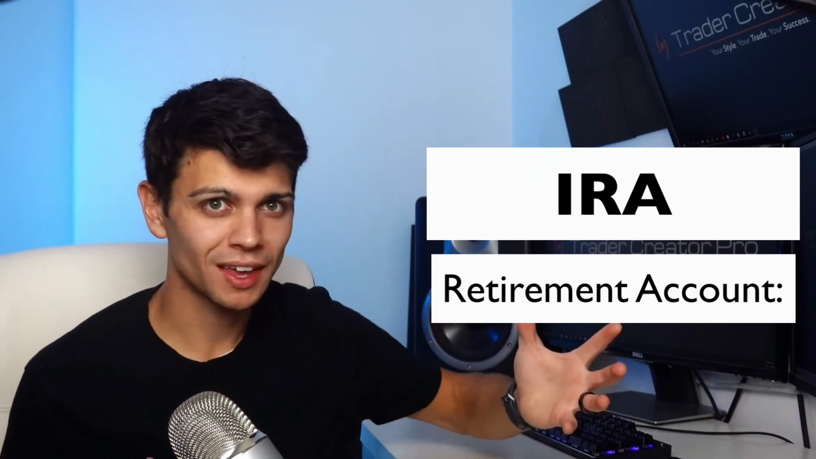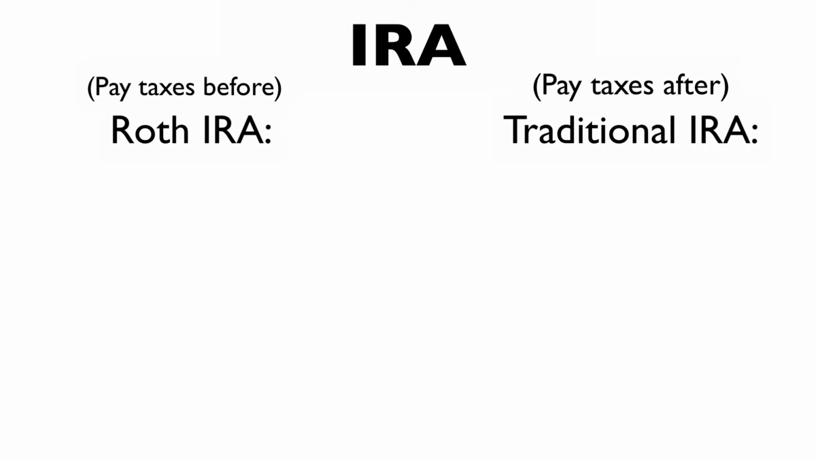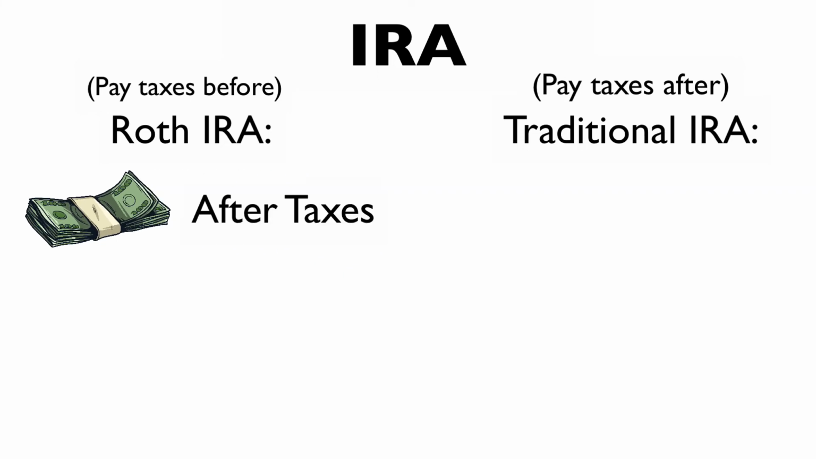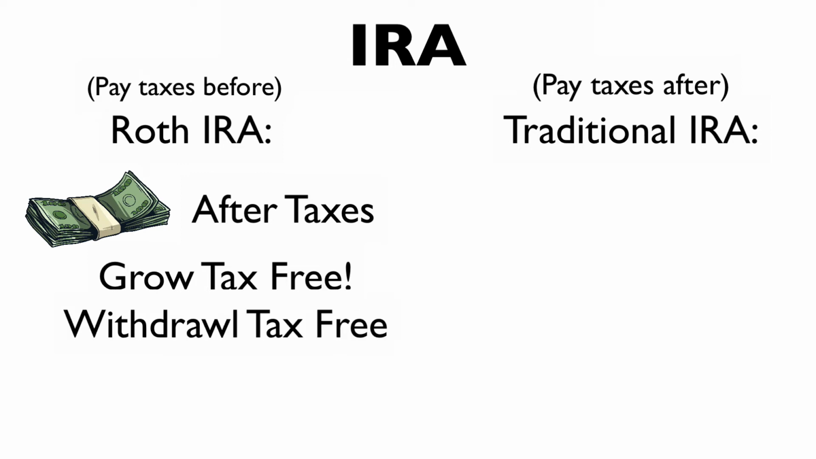The last type of account is the IRA account. This is a retirement account. There are two main types of IRA accounts, Roth or traditional. With a Roth IRA, you are putting in your money after you have paid taxes on that money. This makes it so it can grow tax-free. Then when you withdraw it after the age of 59 and a half, you won't be charged taxes or penalties.